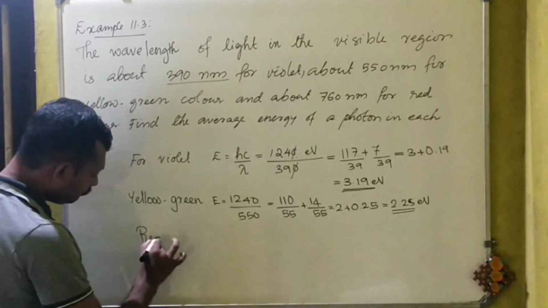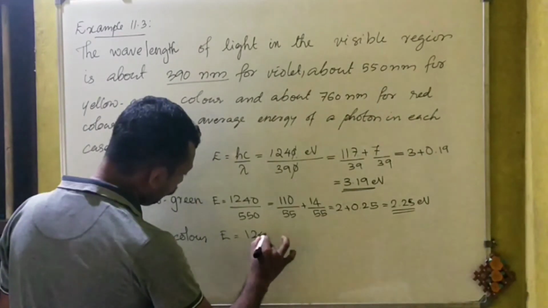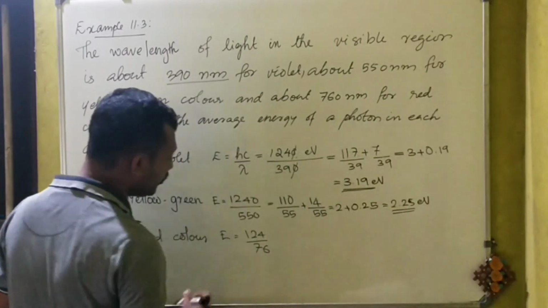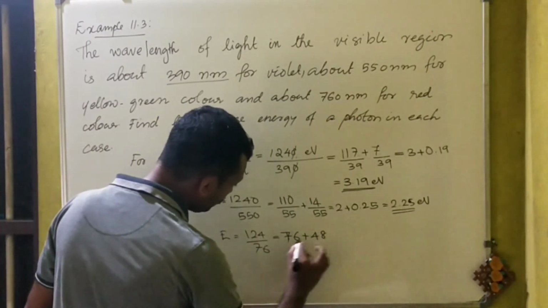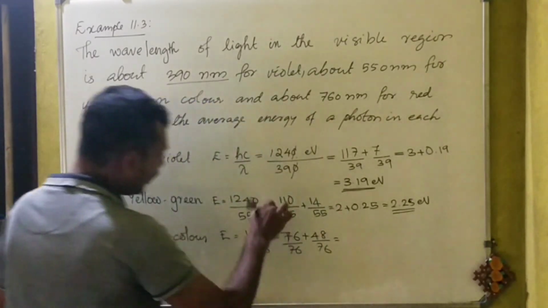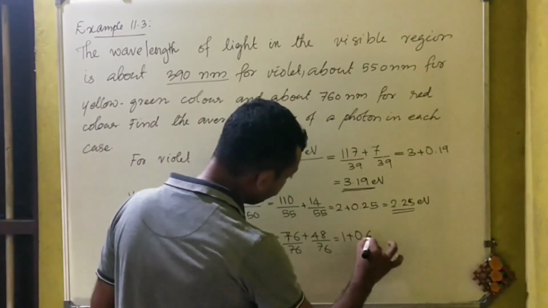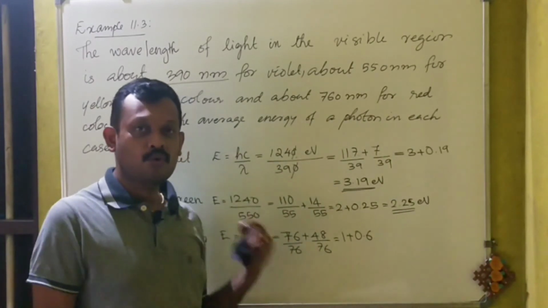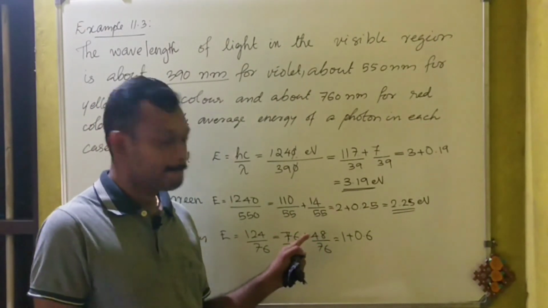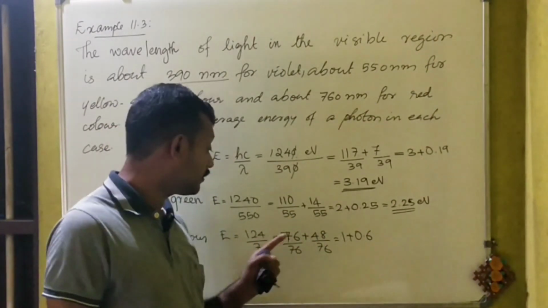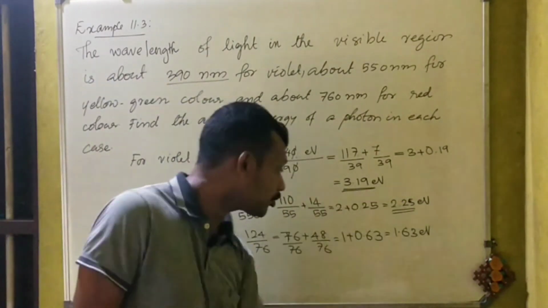Now for red color. For red color, this energy is equal to how much? 124 divided by 76. Now I'm going for the direct calculation. The 0 is avoided. So 176 plus 48 divided by 76. Now 76 by 76 is 1 plus 48 by 76, around 0.6. 76 into 0.6 is 45.6, there is 2.4 remaining. So that will give like 3. I'm just going for a rough answer. So this will be 1.63 electron volt. I am saying 1.63 electron volt.